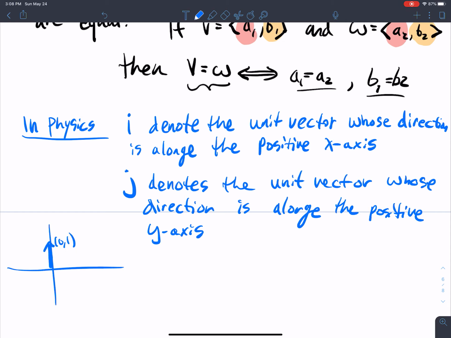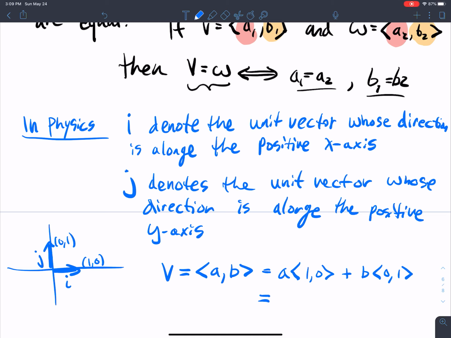So this point (0, 1) would be the j vector, and this point (1, 0) would be the i vector. That's typical in physics. So if you had a V equals a, b scenario going on, this would be a times (1, 0) plus b times (0, 1), which is the same as a times a unit vector in the positive x direction, so that's ai, plus the scalar b times the unit vector in the y direction, that's bj.